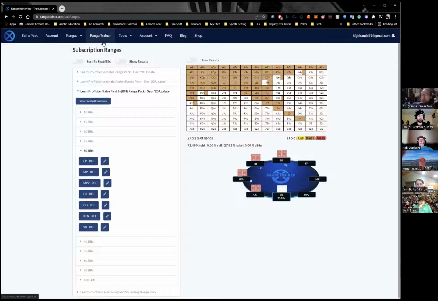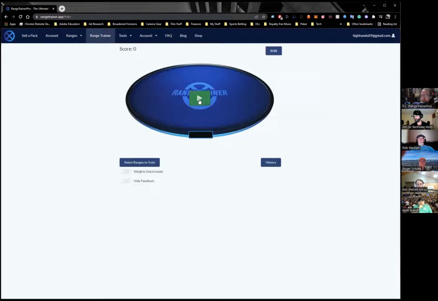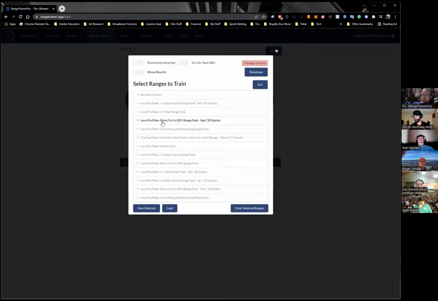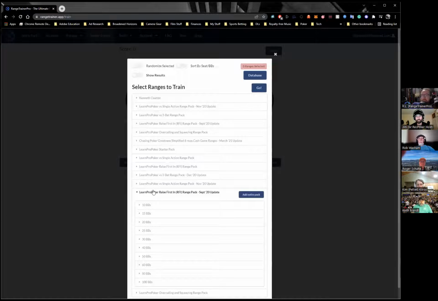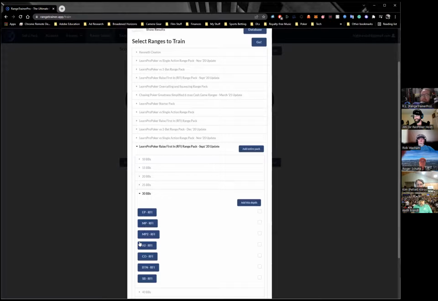While we had the ranges here, I'll just open up, say, a 30 big line hijack opening range, which is what you would see. This is all well and good, but what's really the powerhouse that we started with was our range trainer, which does exactly what it implies. You choose what you want to study, and forgive my mess, I have a whole bunch of admin stuff open in the back here.